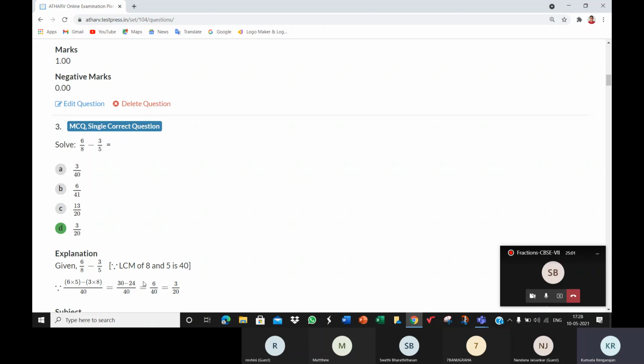I'll repeat that. We got 6 by 40, but 6 by 40 can be further simplified. 6 and 40 both happen in the tables of 2. So you should divide the numerator 6 by 2 and the denominator 40 also by 2. 6 divided by 2, do that in your mind, the answer is 3. 40 divided by 2 is 20. So 6 by 40 is 3 by 20 in the simplest form. Now see, you find that option 3 by 20. Option D is the correct option, 3 by 20.